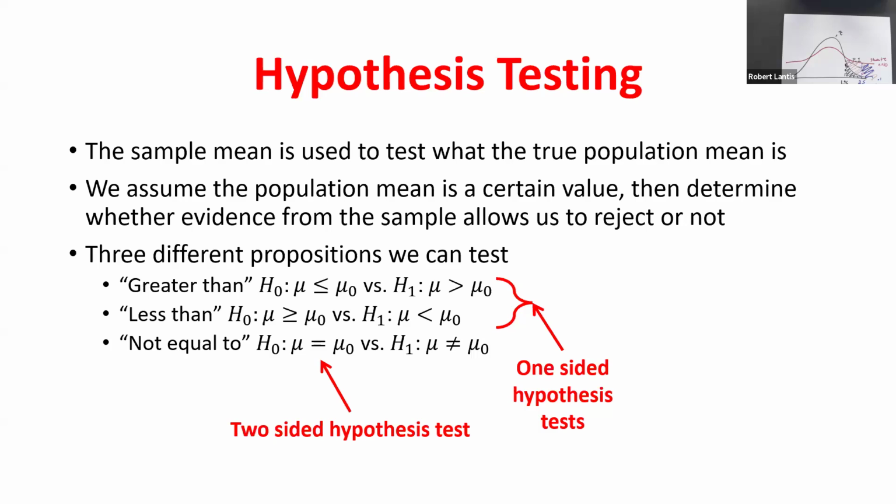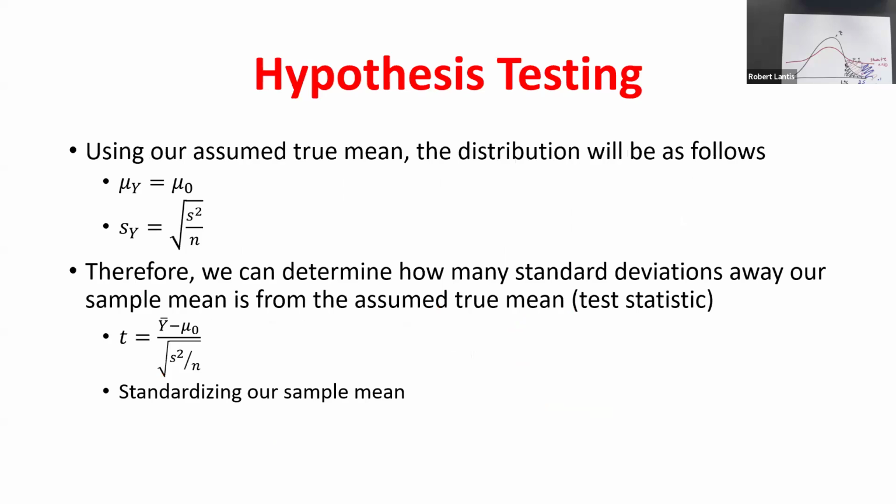I find that it's 103. Well, maybe I can reject that the true mean is 105. Maybe not, right? Because we have a couple more steps to go. But I at least found evidence that was inconsistent with what I assume to be true.